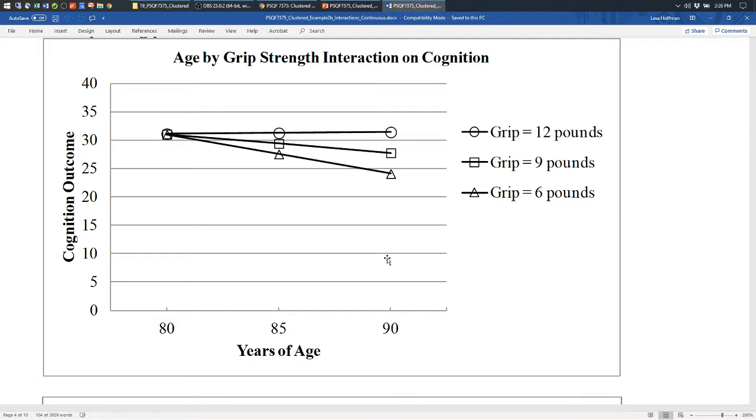Traditionally, the variable that you think of as the slope you're interested in goes on the x-axis, and the moderator is shown by different lines. So in this case, this picture would have age as the slope of interest and grip strength as the moderator.